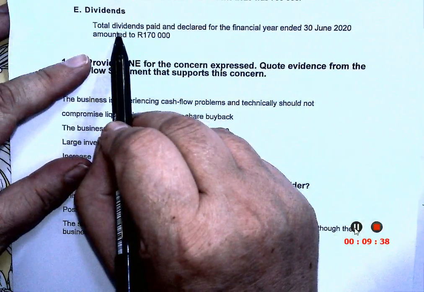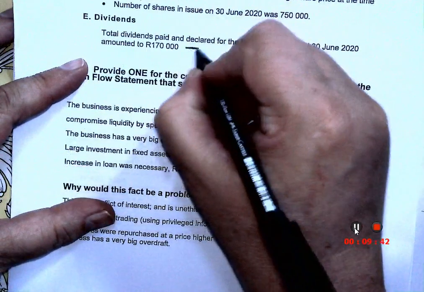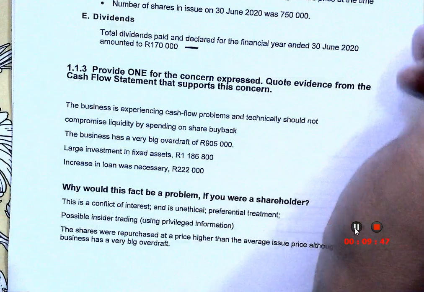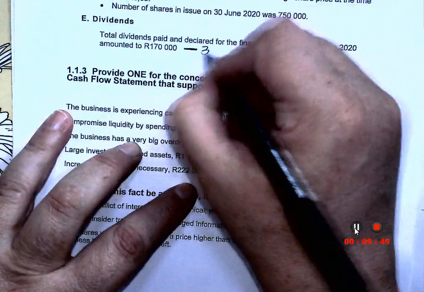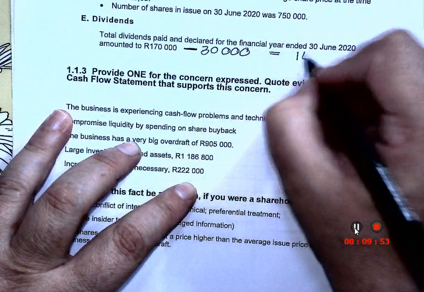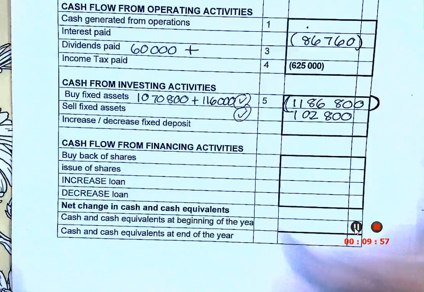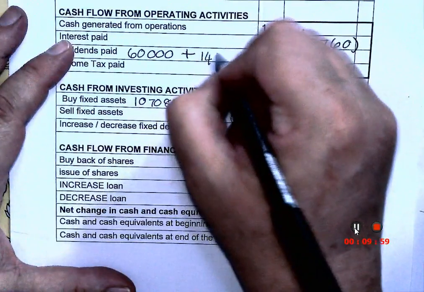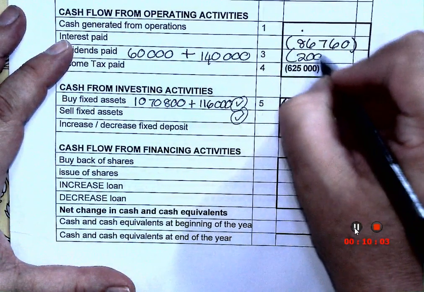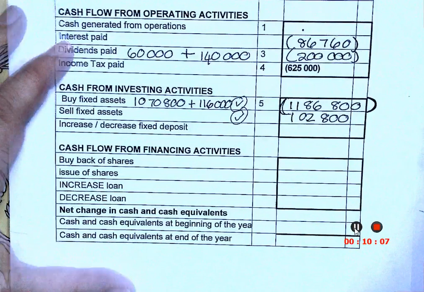Now what do I know? Total dividends less final of this year, 30,000, will give me the interim, which was 140. So I add 140 and it gives me 200,000. Remember your bracket, and that's an easy 3 marks. Okay. Now I go on. Next one.